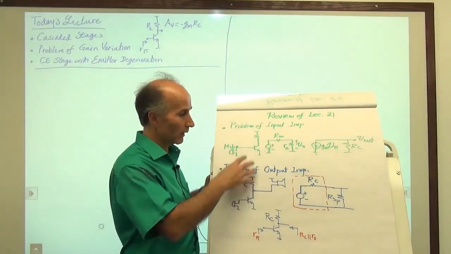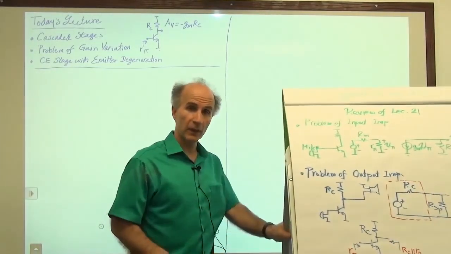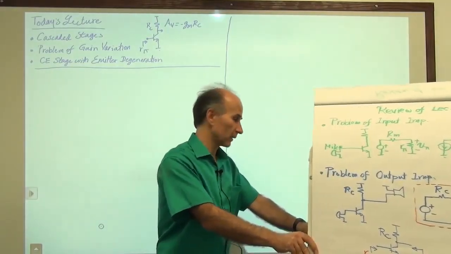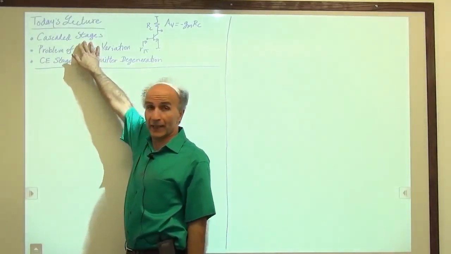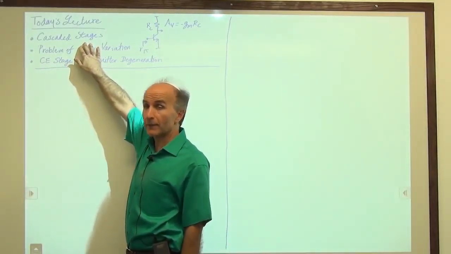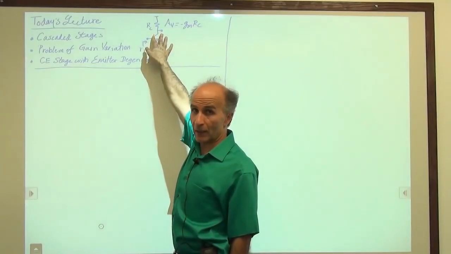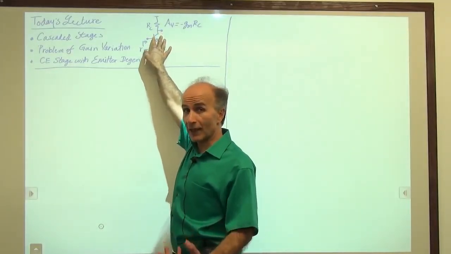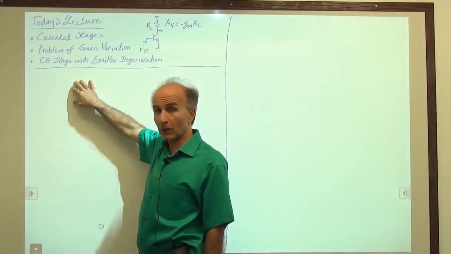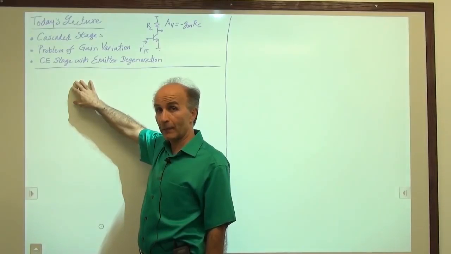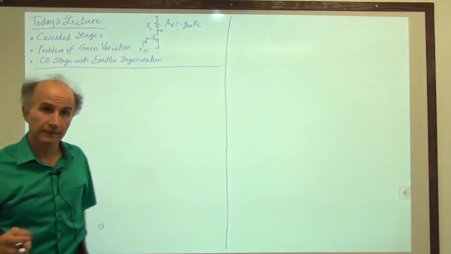So today we will look a little more closely at these concepts and incorporate them in another interesting topic, which is what we call cascaded stages. So we're going to look at cascaded stages, cascaded amplifiers. Then we look at the problem of gain variation in the common emitter stage. And as a remedy to that gain variation, we will introduce a slightly different topology, which we call the common emitter stage with emitter degeneration. All right, so let's begin with cascaded stages.